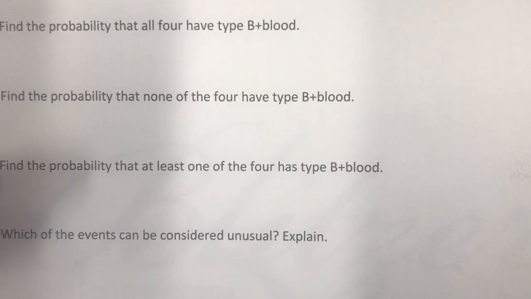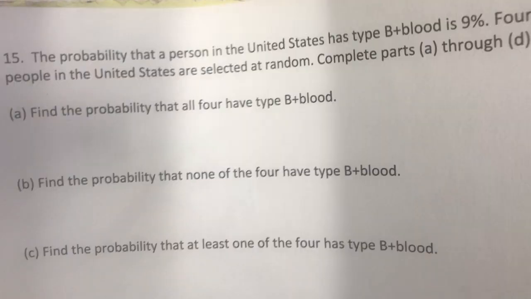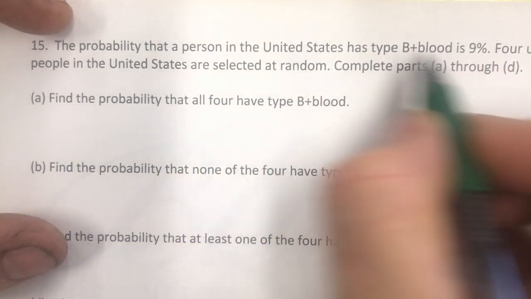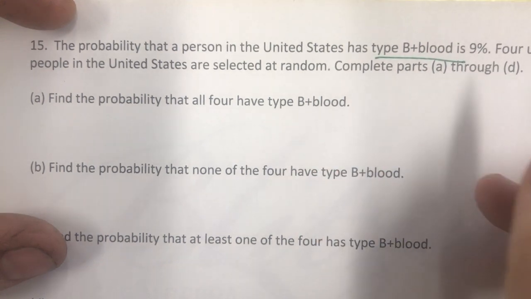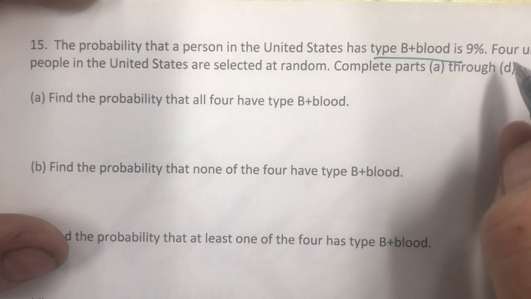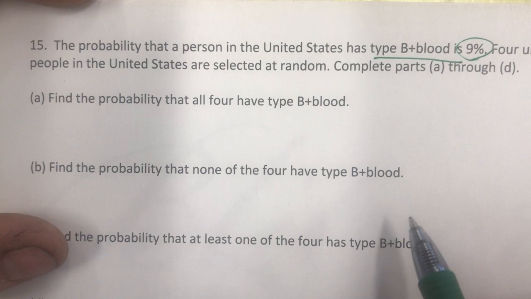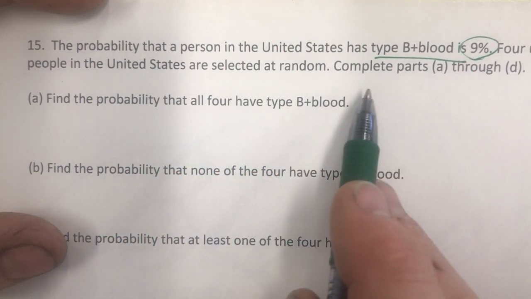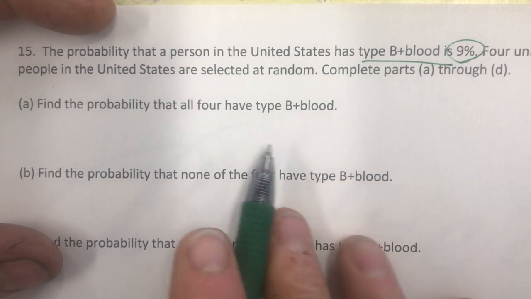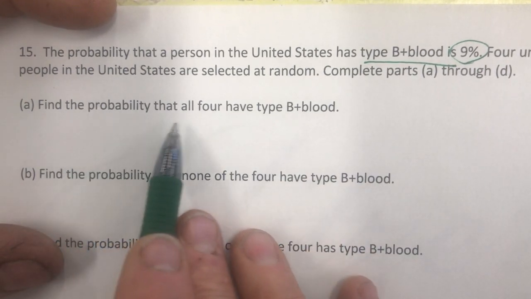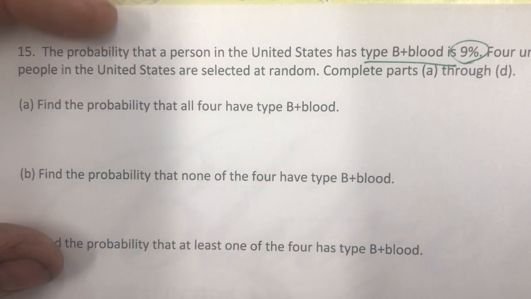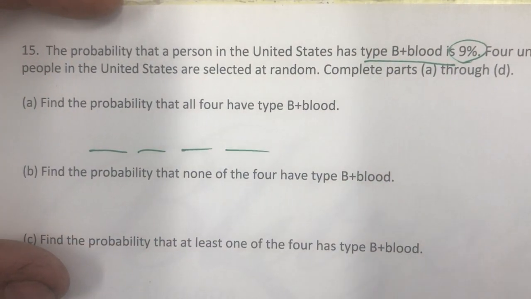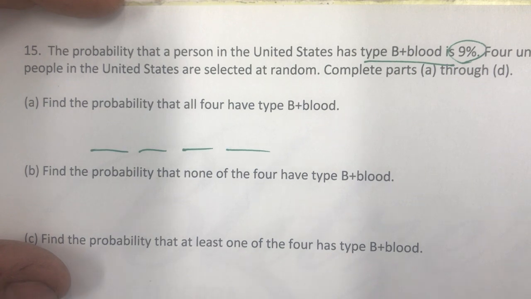Okay. All right. Just got a couple more problems here. Number 15, the probability that a person in the United States has type B blood is 9%. 4 unrelated people in the United States are selected at random. Complete parts A through D. Find the probability that all 4 have type B blood. So you have 1, 2, 3, 4. Find the probability that all 4 have type B blood.